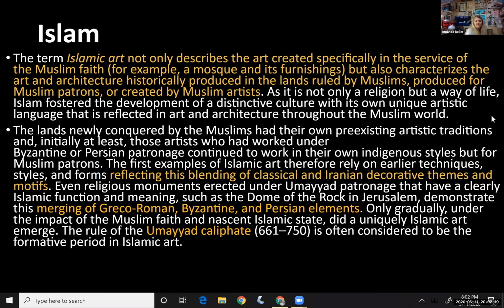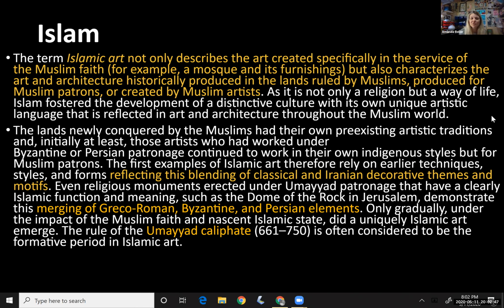So when we're talking about Islamic art, one of the things that can be kind of confusing is this is going to refer to not only art that is made for sacred practices, for practices within the Muslim religion. It's also going to refer to art that is made by people who are culturally Islamic, or who practice the Muslim religion, who are Muslim.